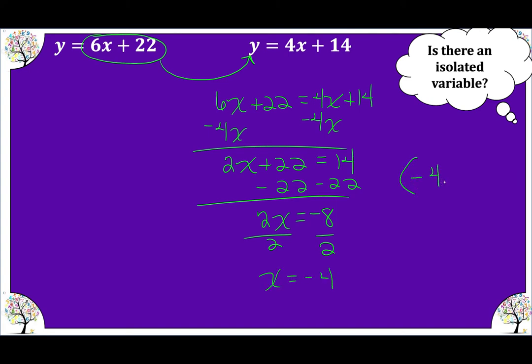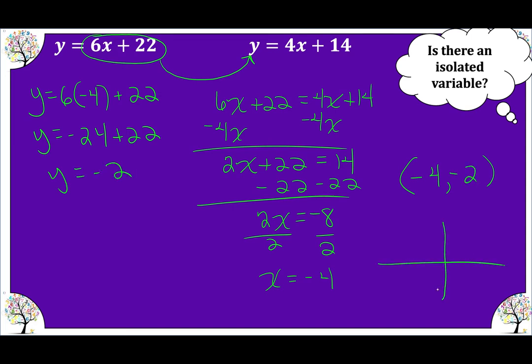So negative 4 comma something. I'm just going to replace x in y equals 6x plus 22. X is negative 4, so y equals negative 24 plus 22. Y is negative 2. So this time our point of intersection is in quadrant 3. So this is where the two lines will intersect. This is our one solution, negative 4, comma, negative 2.